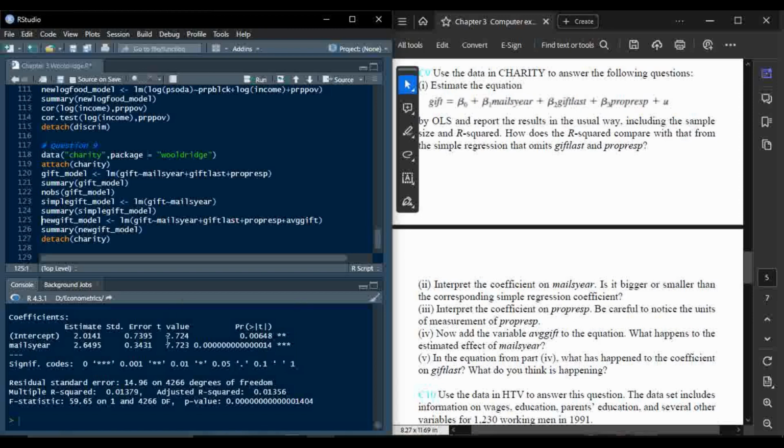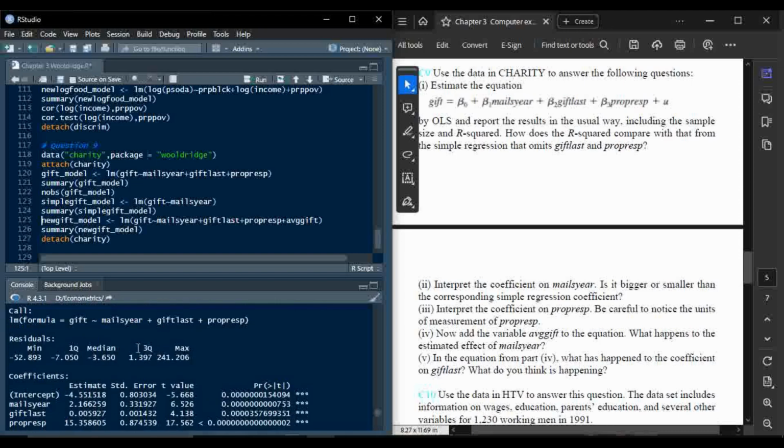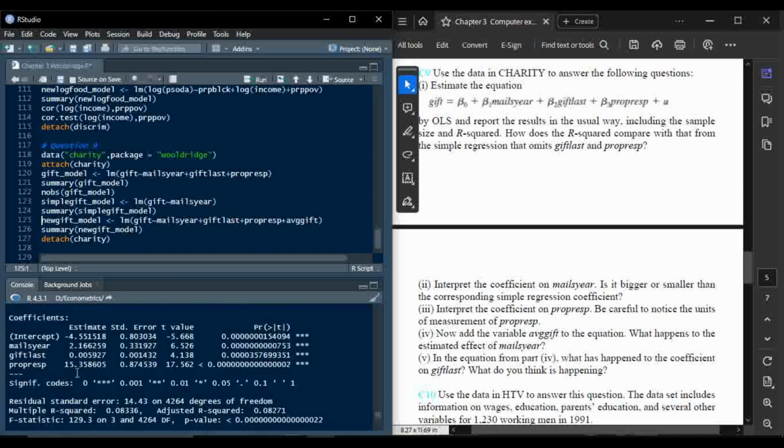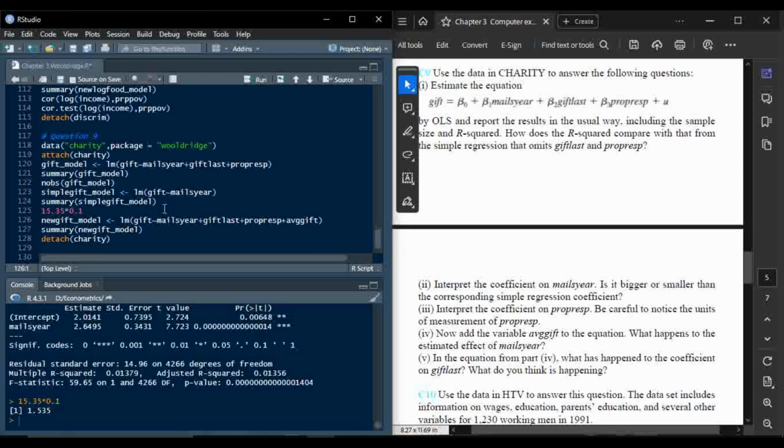What is the coefficient on proper ESP? It is 15.35. So in this case, if it increases only by 10 percentage points, that is 0.1, then it will increase the gift by 1.54 guilders.